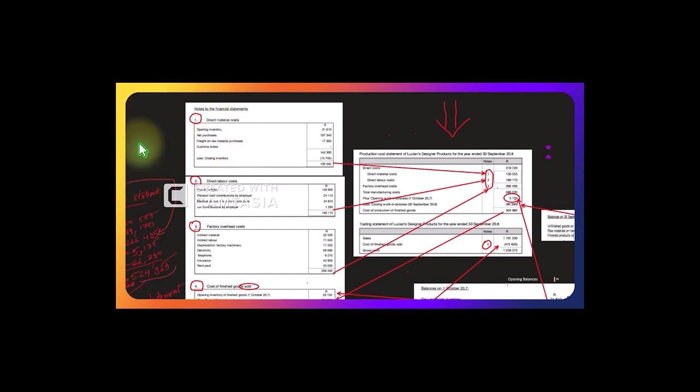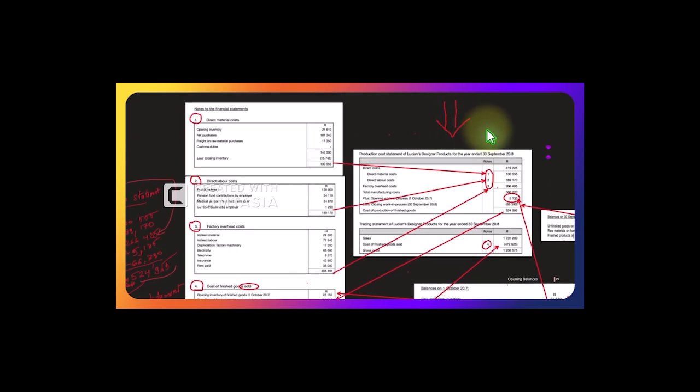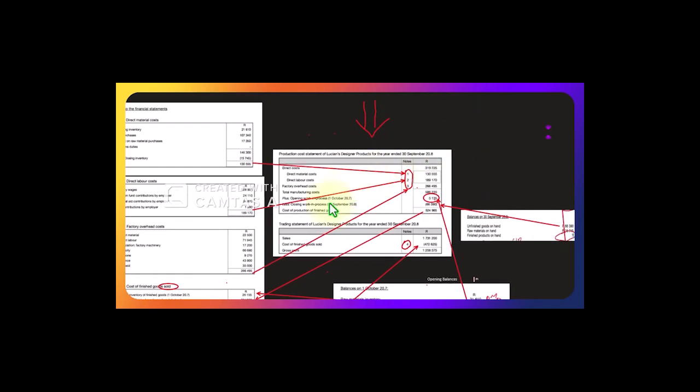Right? So this is actually the direct material cost that we obtain. This is the total of the direct material cost for the production, the direct labor cost, as well as the factory overhead cost, right? So these three will go to provide us with the total manufacturing cost. And like I said, we need to add what came from the previous year, the opening work in progress, and subtract what we are not going to use this year, which is the closing work in progress, which will provide us the total cost of production of finished goods. All right. So very simple.